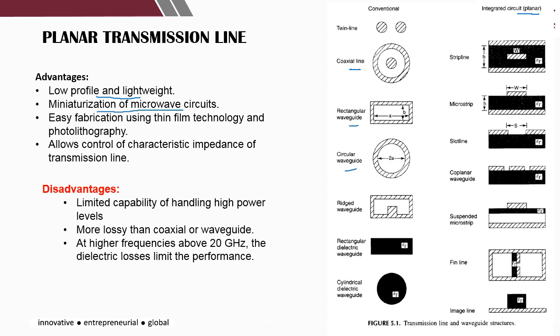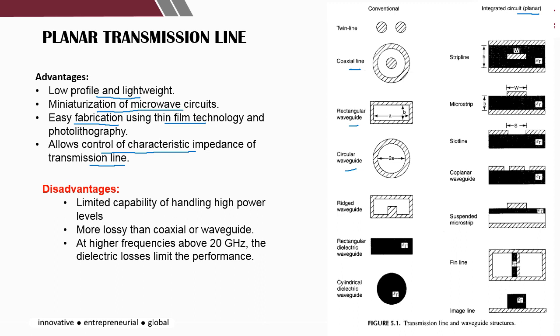meaning that you can produce a smaller structure compared to using a conventional structure, and easy fabrication, since the material or the structure can be printed directly on the board, and it is thin, using thin film technology and photolithography. It also allows control of the characteristic impedance of transmission lines, since we can vary the size, the width, the dimension of the structure easily compared to the conventional waveguide.